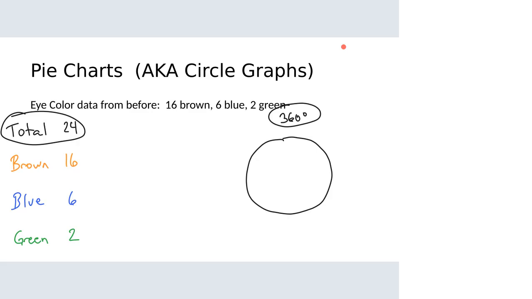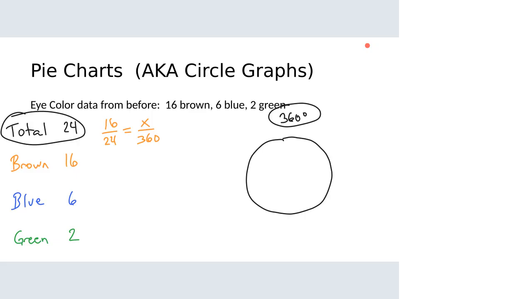And here's that proportion. If you're not sure where these numbers came from or why I did it this way, make sure you ask. But 16 out of the 24 students have brown eyes. So how many out of the 360 degrees should go to brown? That's our proportion that we're setting up here. And it's great proportion practice from last week. Last week leads beautifully into pie charts. I have 16 brown out of the total. How many degrees then out of the total? That's the philosophy we're using to set up this proportion.